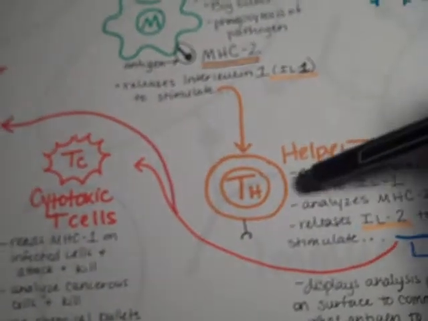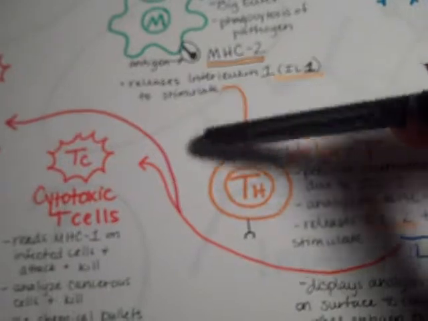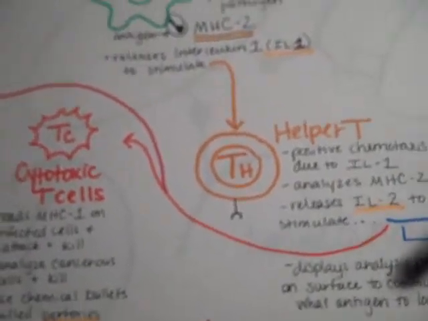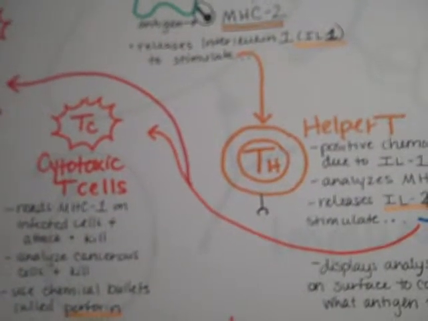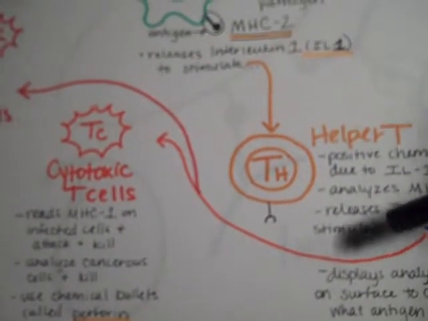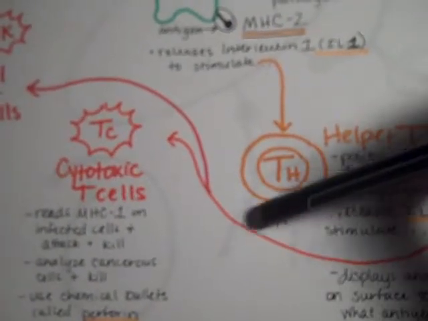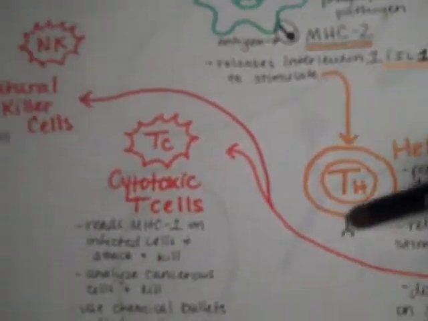So these helper T cells are reading this antigen on the outside of the macrophage and building this analysis protein, this cast or this form that the antigen is in, and they're going to release that interleukin 2. That interleukin 2 is going to cause the cytotoxic T cell to come over and read this analysis protein. So now our cytotoxic T cells have been activated.